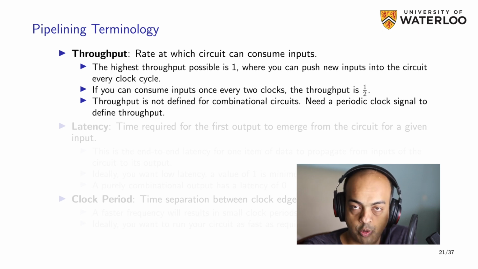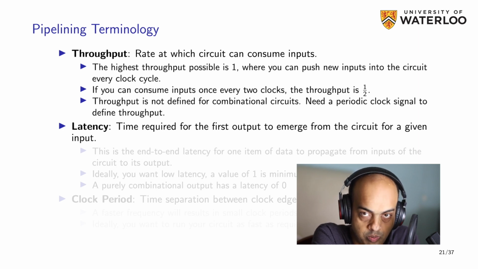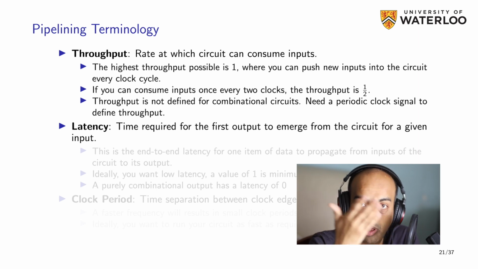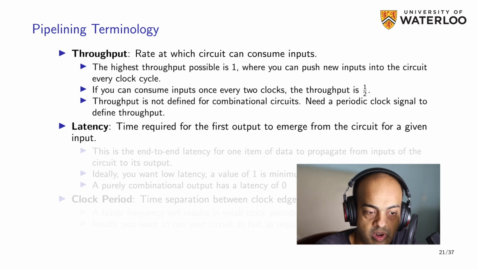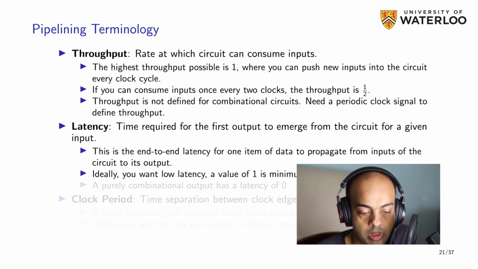So just to summarize, throughput is the rate at which you are able to consume inputs, and ideally you want a rate of 1, okay? Now, correspondingly, latency is the number of cycles between the time an item of data enters your circuit and the time data leaves the circuit. The unit of measure here is cycles. You're counting how many cycles it takes for input to arrive and output to leave, and it's sort of this end-to-end latency of data propagation.